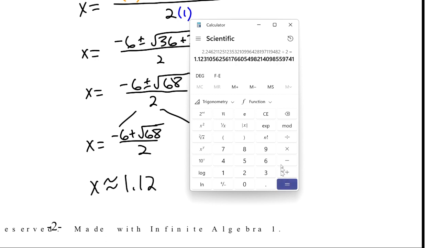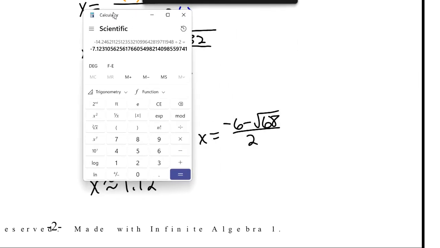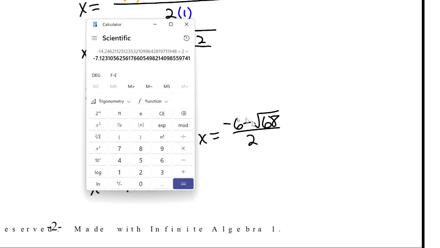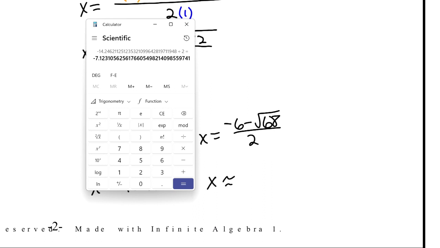And the next one is going to be negative 6 minus square root 68 divided by 2. Oops, I should have scooted this over so that you could see that this is actually what I was doing. And my answer is x is approximately equal to negative 7.12.